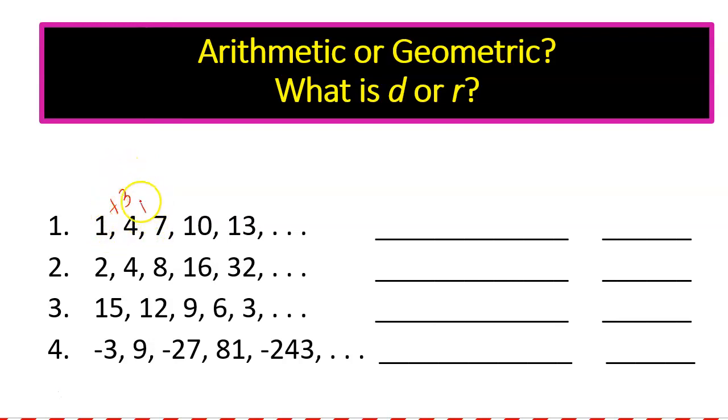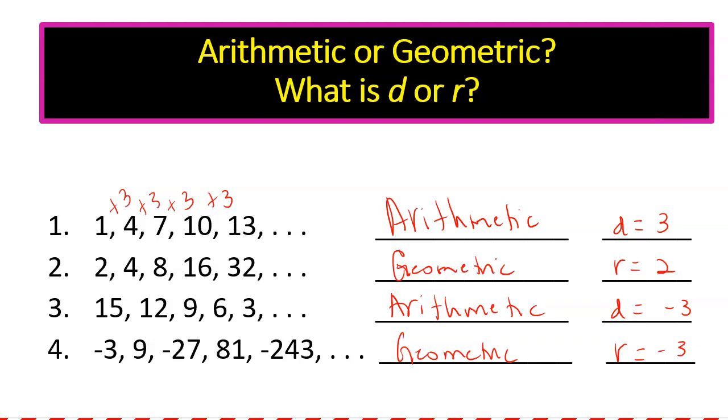1 plus 3 is 4. Plus 3 is 7. Plus 3 is 10. Plus 3 is 13. So I'm adding. Therefore, this is arithmetic. And then arithmetic sequences have a common difference. In this case, it's +3 because I'm adding 3. Go ahead and pause your screen to answer the rest, and then unpause to see if you're correct.